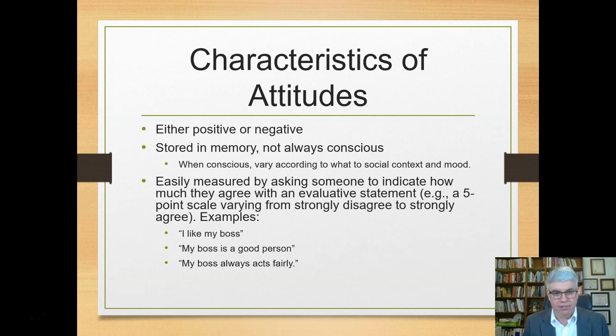I like my boss. Yes, I like my boss very much. I'd give that a 5. My boss is a good person. Yeah, I think he makes some really good efforts to be a really good person. 5. My boss always acts fairly. Maybe not always, but usually I'll give him a 4 on that. And then we could take the average of those and we'd get an attitude. So on a 1 to 5 point scale, that'd be about a 4.67.